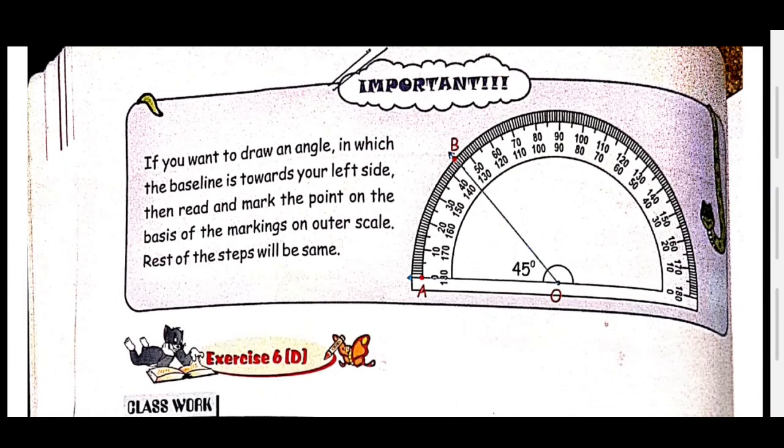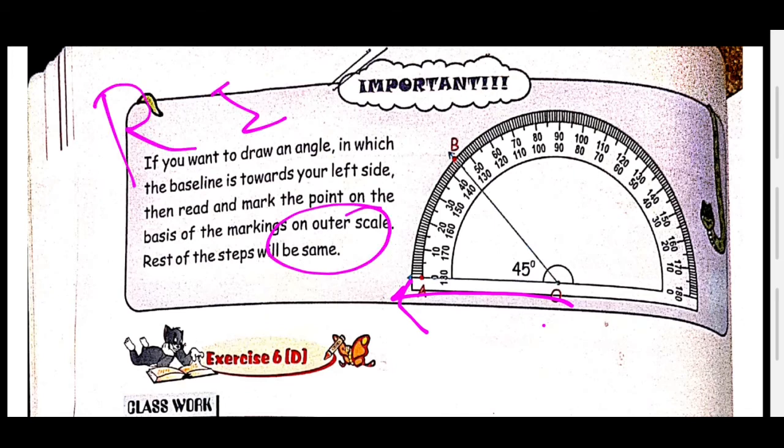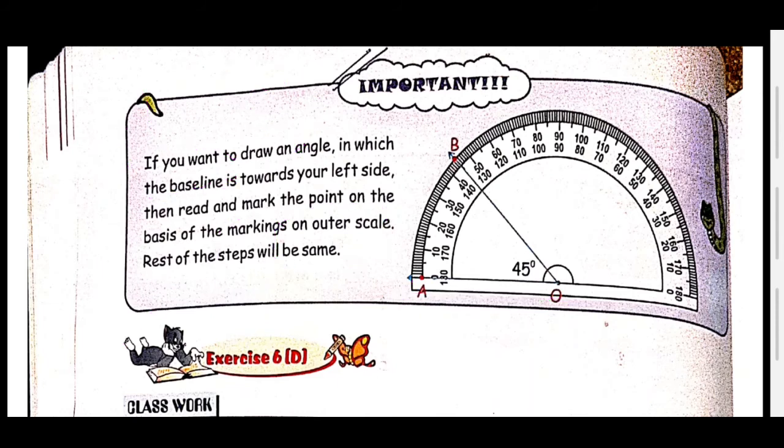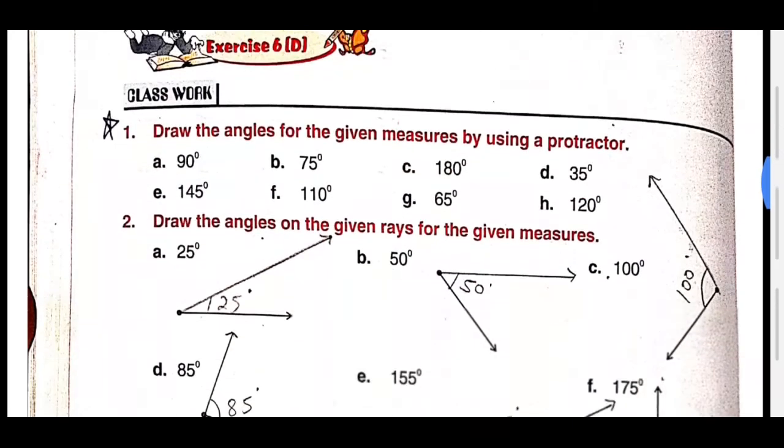Now, an important thing: if you want to draw an angle in which the baseline is toward your left, if the baseline comes like that, how do you draw? You take the outer scale, then read and mark the point on the basis of the marking on the outer scale. As I told, R, I means right side, inner scale, and left side, L, or outer scale. So if you are using this one, you have to take the outer scale. The outer scale is 45 here because it is in the middle of 40 and 50. So now when you remove and then join, you will get 45 degrees.